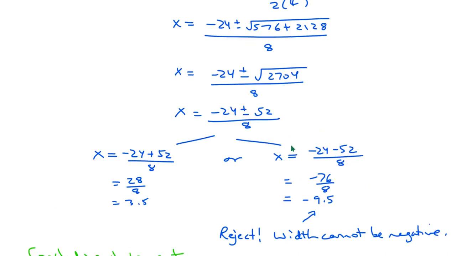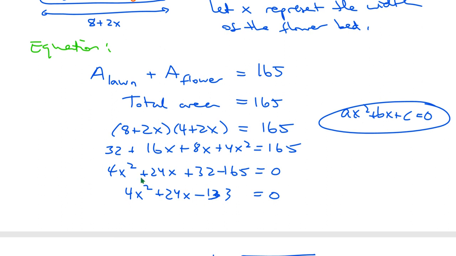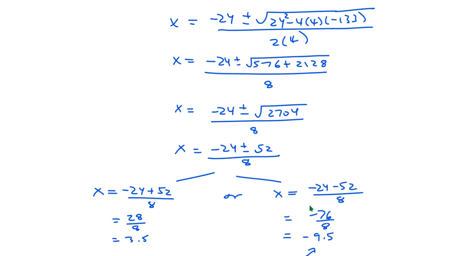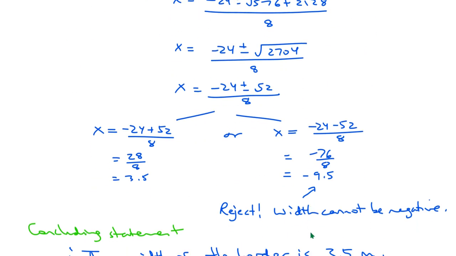If it was just a quadratic equation, like 4x squared plus 24x minus 133 equals 0, and I was just solving a quadratic equation, I wouldn't reject my answer. The only reason I'm rejecting it is because in the context of a rectangle and a border, my answer doesn't make sense. So here's an example where I got two answers like I'm expecting, but one of them doesn't make sense for the question. So I reject, and when we do that, we have to give a reason why we're rejecting. So reject it because the width cannot be negative.